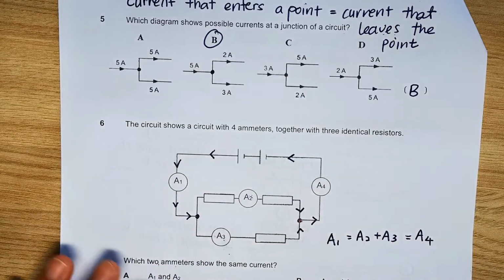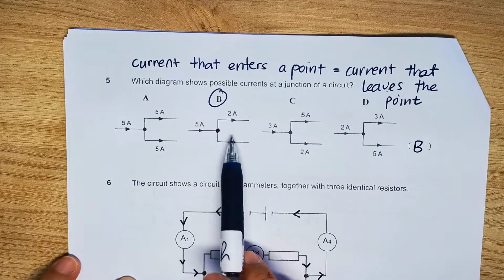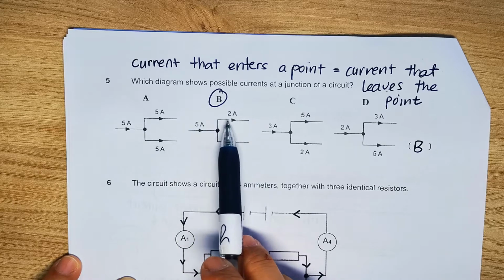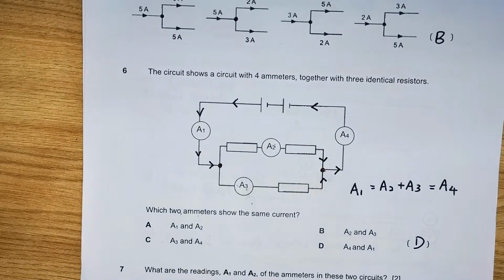So with that, the only one that fulfills this criteria is B, because for B, 5 ampere enters, and the amount that leaves is 2 plus 3, and that is 5 ampere as well.